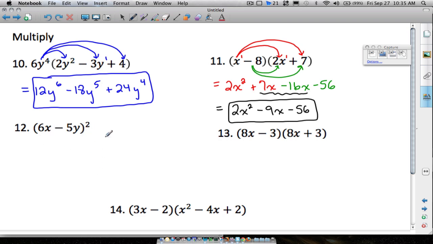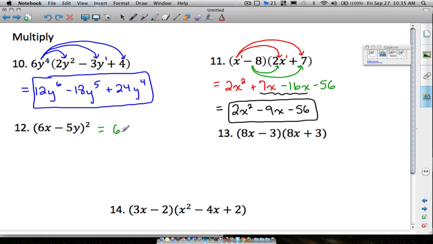6x minus 5y squared. This is not one term. You have two terms right here. So we can't do that thing that we did earlier in the video where we distributed the 2 to all the exponents. Hang it up. You can only do that if you have one term inside of the parentheses. So how do we tackle this one?